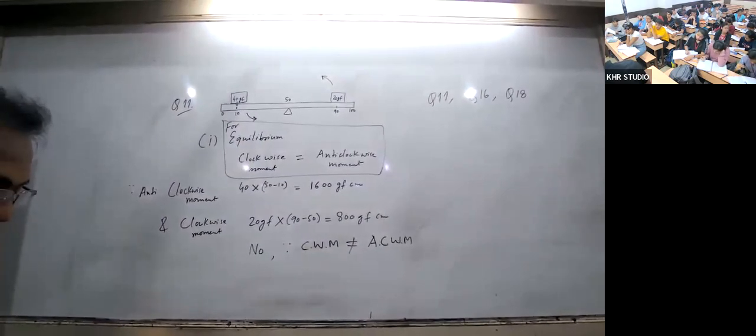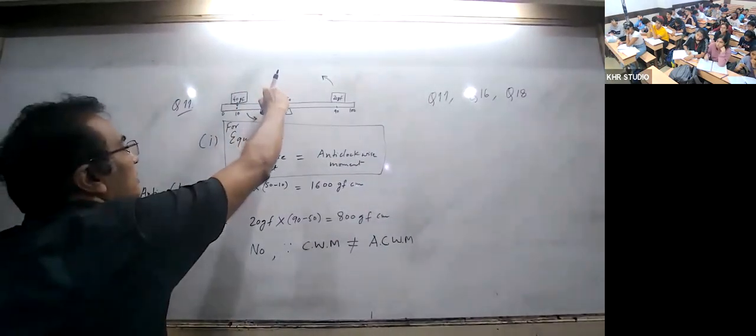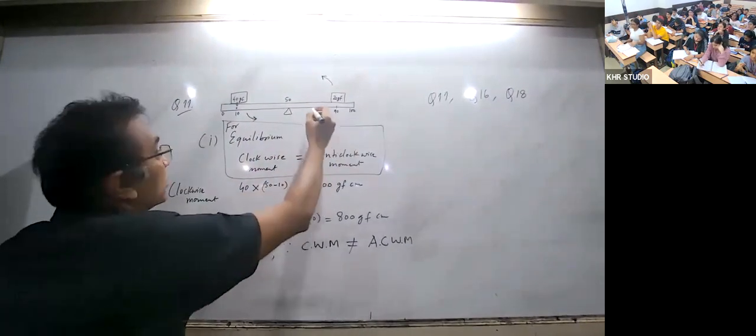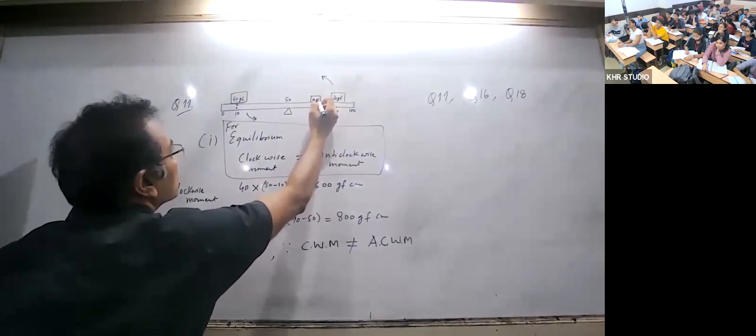What is the next part of the question? How can the rule be brought in equilibrium by using an additional weight of 40 gram force? Since it will tilt like this, we have to put a moment on the other side. Let's say I put some X gram force here.